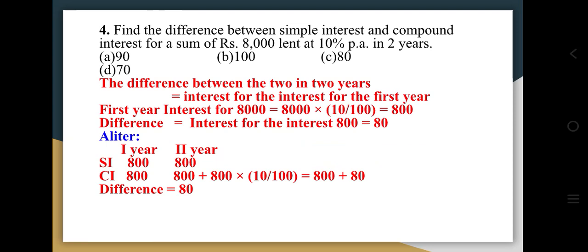Compound interest, first year compound interest is same as first year simple interest, which is 800. What is second year compound interest? First year interest plus interest for the first year. So first year compound interest is 800. So 800 plus interest for 800 at 10% rate. So it is 800 into 10 by 100. So 800 plus 800 into 10 by 100. So it is 800 plus 80. So the difference is 80.